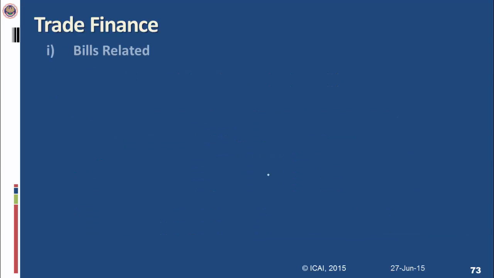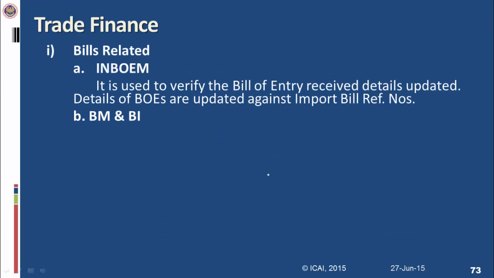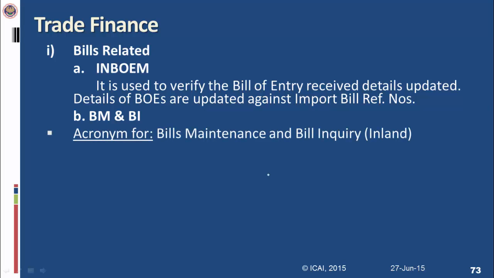Trade finance. Trade finance will have multiple options. Let's understand one by one. First part we'll understand with the INBOEN, that is for the bill of entries.